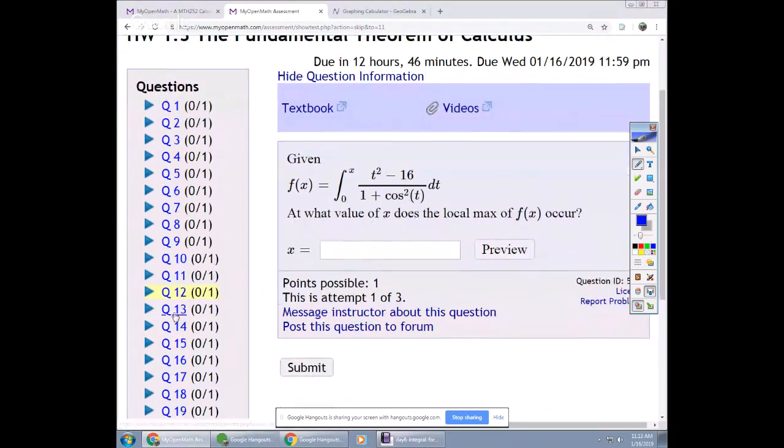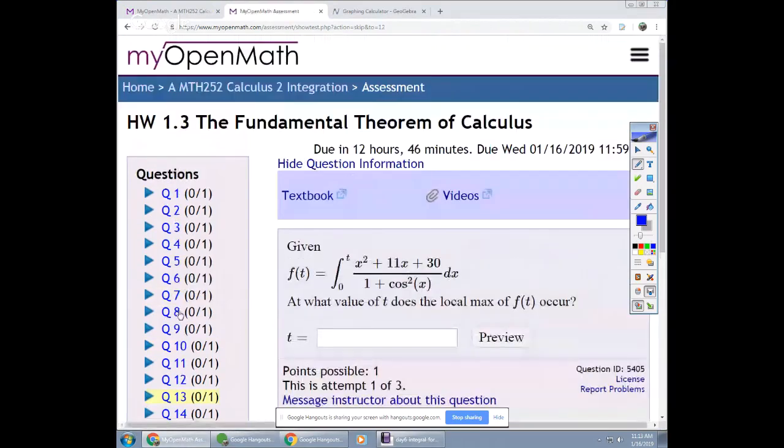Okay, and then 13. Okay, so these involve the fundamental theorem.